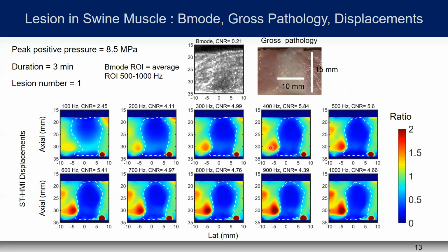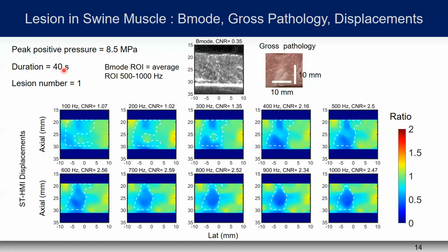ablated region. However, if you look at the CNR in the title of the images, you can see that from 300 to 900 Hz perform similarly, and their performance was better than the 100 Hz or 1000 Hz. So for a larger lesion size, we can say that most of the frequencies perform similarly.